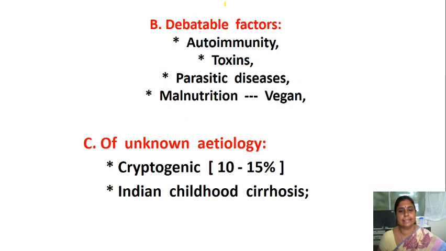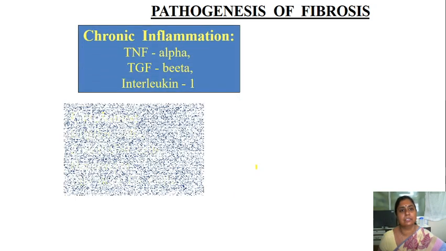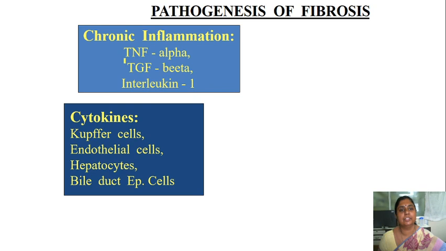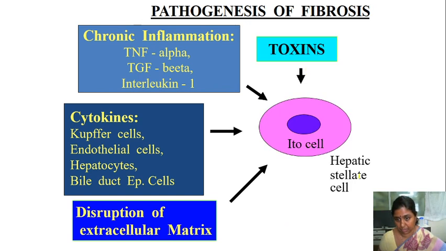Okay. So coming to the pathogenesis of fibrosis. Why does the pathogenesis occur? Chronic inflammation is leading to the formation of tumor necrosis factor alpha, transforming growth factor beta and interleukin 1, and we have cytokines being released from Kupffer cells, endothelial cells, hepatocytes and bile duct epithelial cells, and the disruption of the extracellular matrix and the toxins, all of them are leading to the stimulation of the Ito cell.